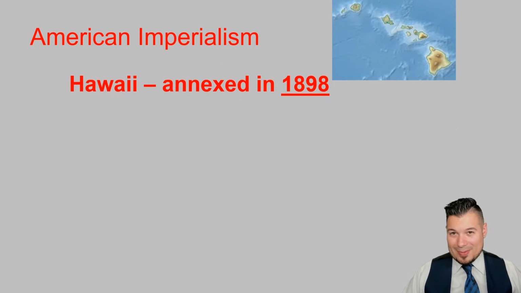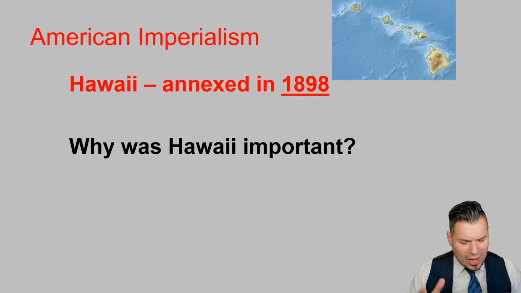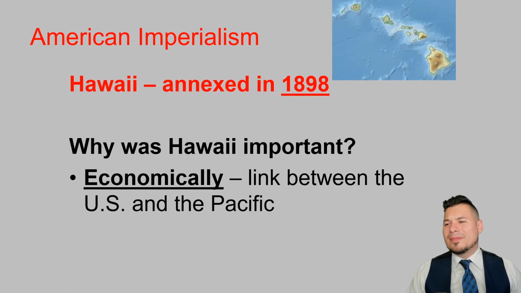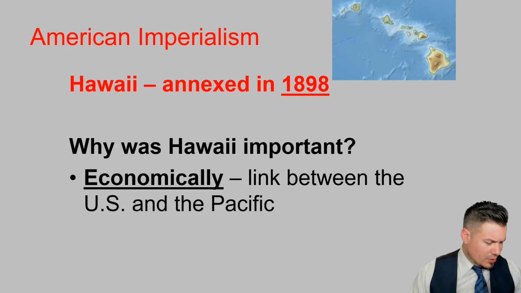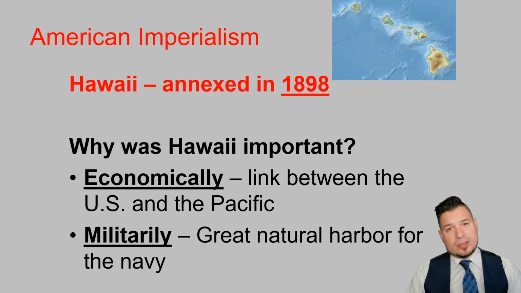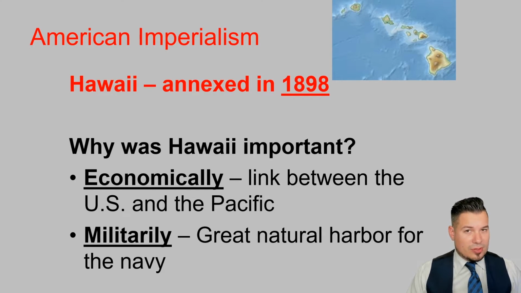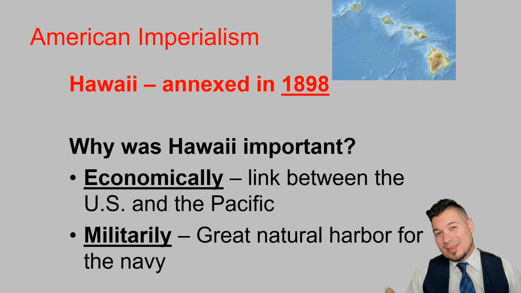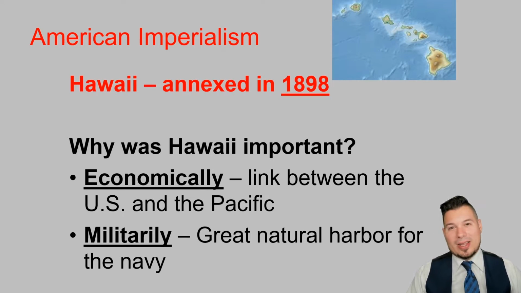In fact, very famously with American imperialism, we have Hawaii. Hawaii is annexed, or taken, in 1898. And why was Hawaii important? Well, economically, it's a link between the U.S. and the Pacific. That's huge. And militarily, there are great natural harbors to house a navy. In fact, very famously, Pearl Harbor is in Hawaii.